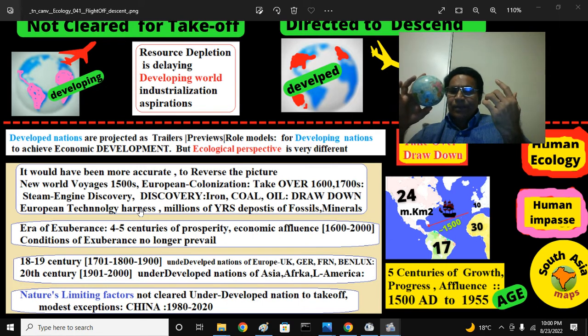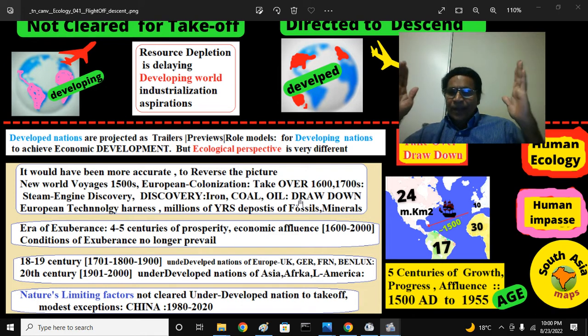Singapore to Singapore, that means 150 million square kilometers landmass. Very limited. On this, millions of years of evolution or geological history made coal, iron, aluminum and all those deposits. One-time deposits. European technology harnessed these millions of years of fossils and minerals. All this happened from 1800 to 2050. The story will end.